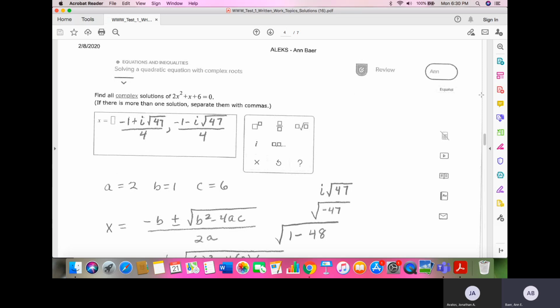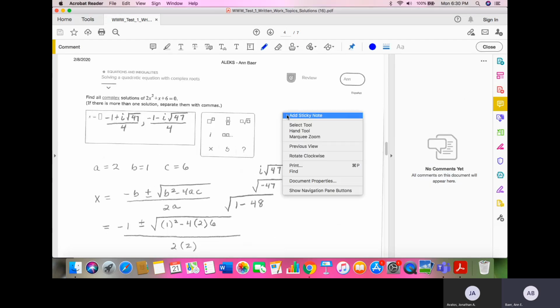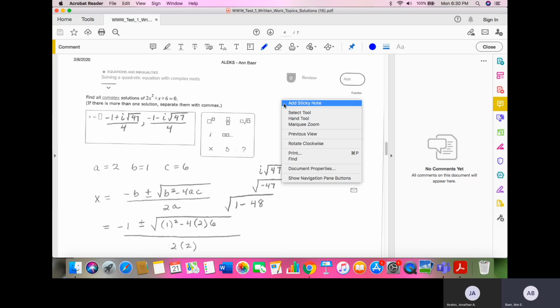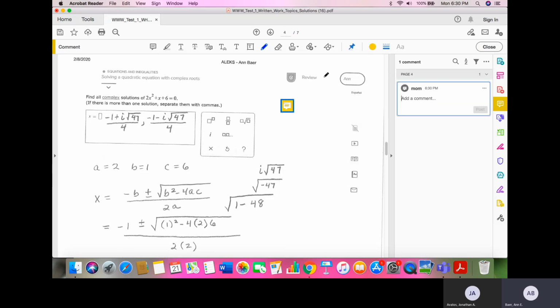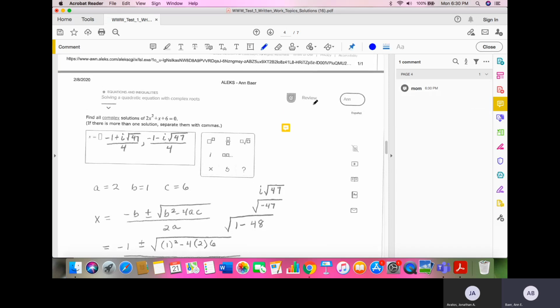Now, I do want to emphasize that, see if this will work for me. I want to emphasize it's very important to know, oops, I don't want to add a sticky note. I don't know what's up with that. I'm just going to leave it there. I want to write on this.